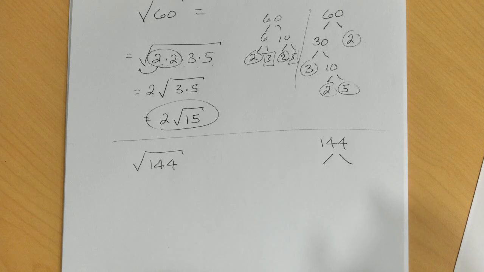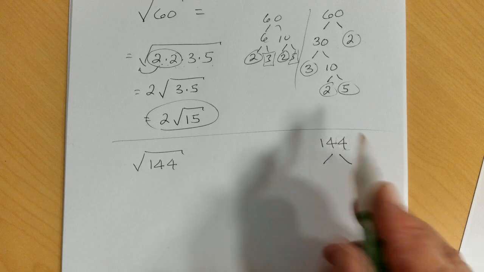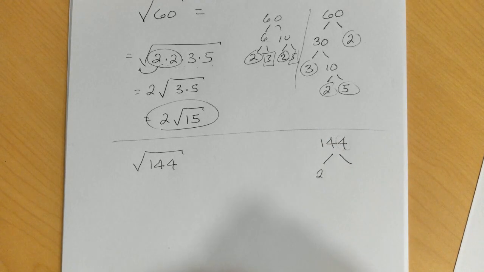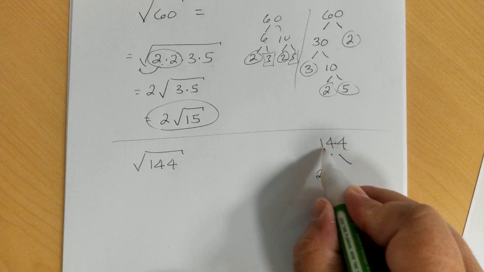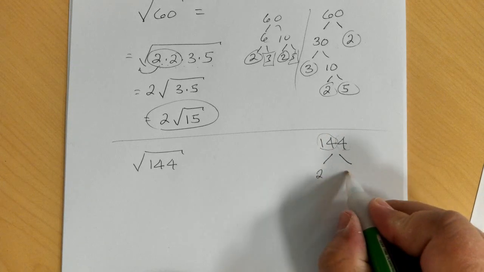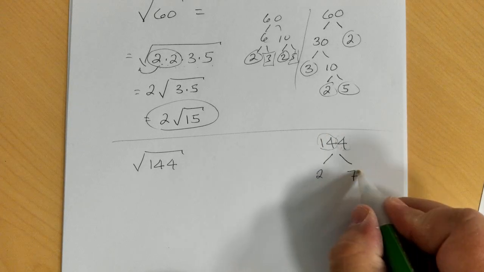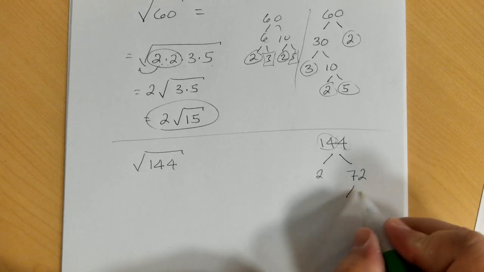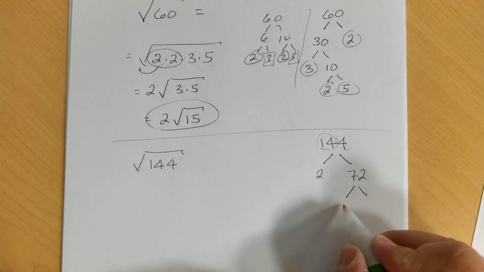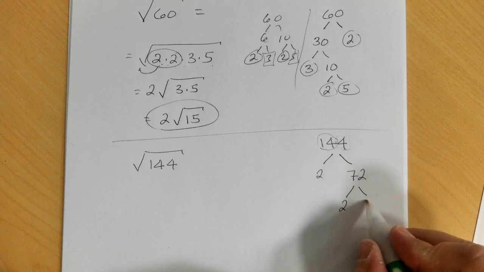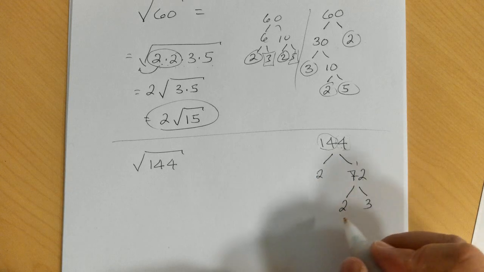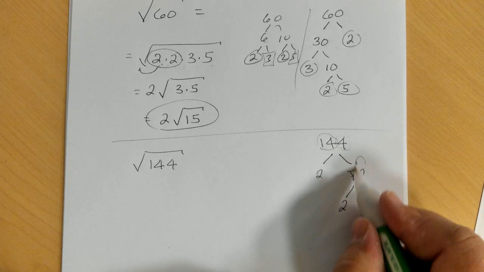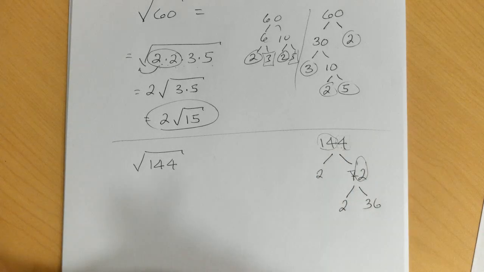What number goes in there? It ends in an even number, so we know a 2 goes in there. 2 goes into 14, how many times? 7. 2 goes into 4, twice. This one goes in further. Ends in an even number, so 2 goes into 7 with 1 left over. 2 goes into 12, 6 times.